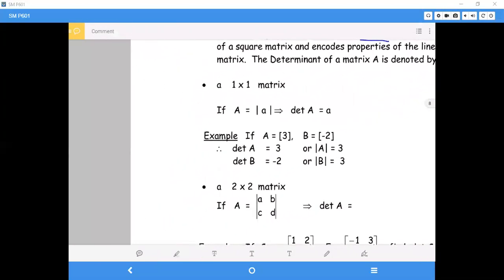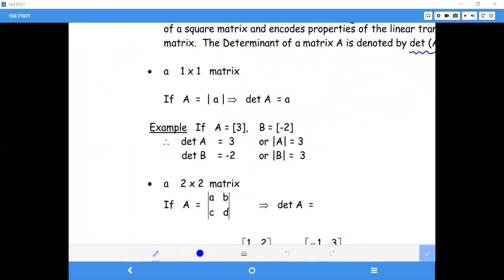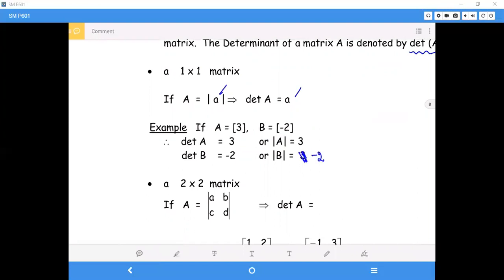So let's see this. For a 1 by 1 matrix, the determinant of matrix A will come out to be the same as the number in it. Very easy. Next one, for example, A is 3, so the determinant of A is 3, B is -2, so the determinant of B is -2. If you use a symbol like that, that A is 3, then that B has to be -2. Sorry, copy and paste. I'm sorry. Okay, fix it a bit.